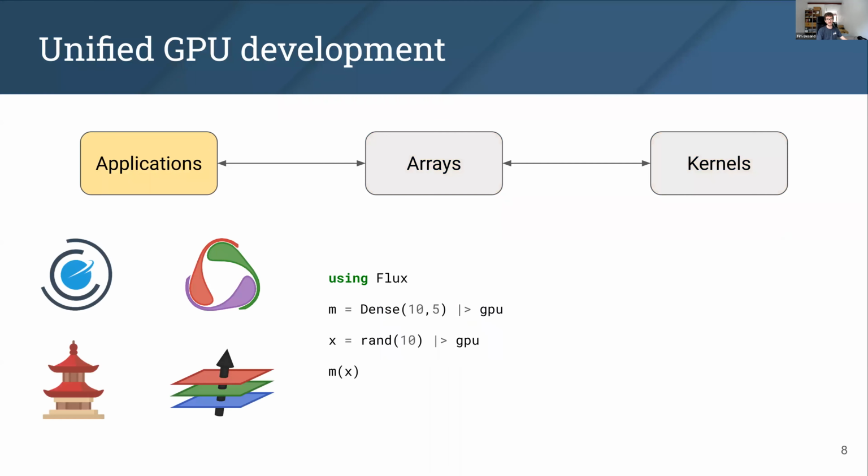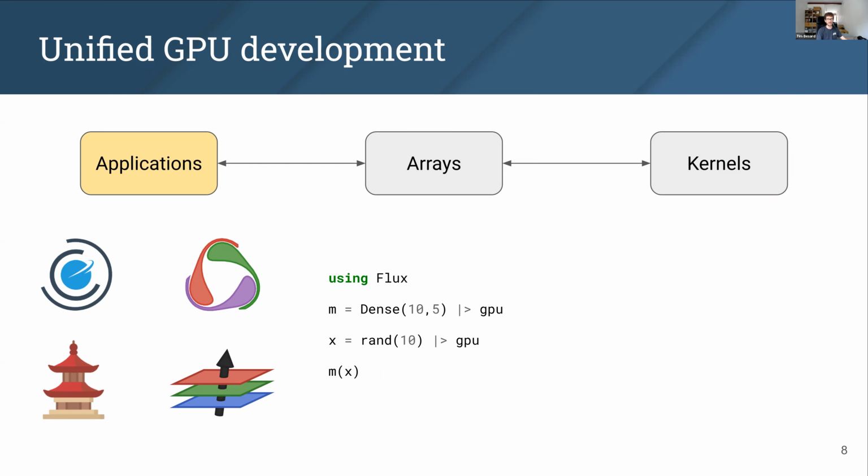So in Julia, it's possible to write or use applications that are written in Julia. For example, we have a package for climate modeling that supports GPU programming. We have an entire suite of differential equation solvers that are GPU compatible. You can do quantum computing with GPUs.